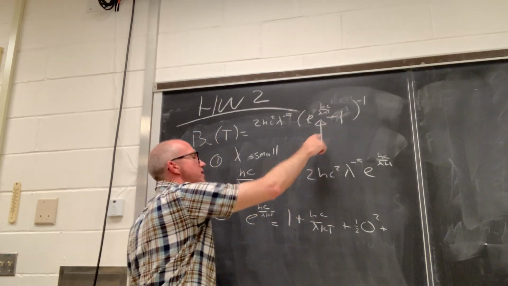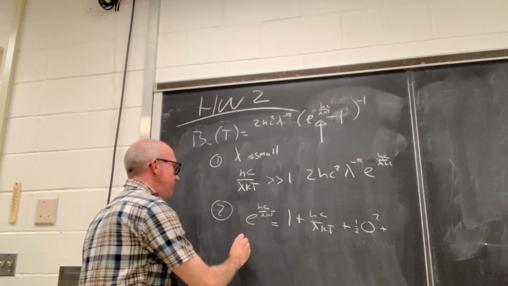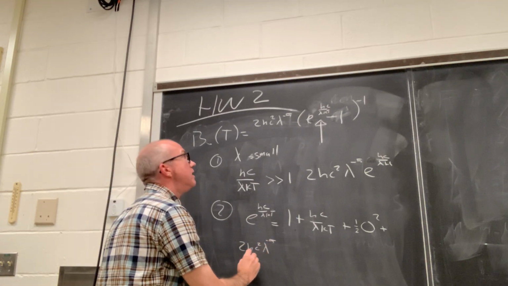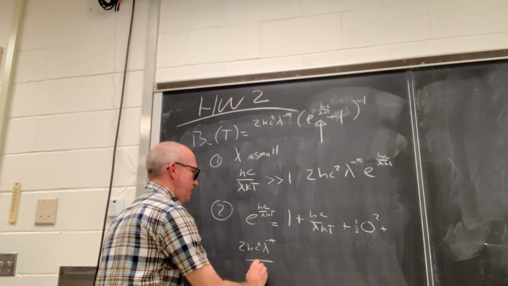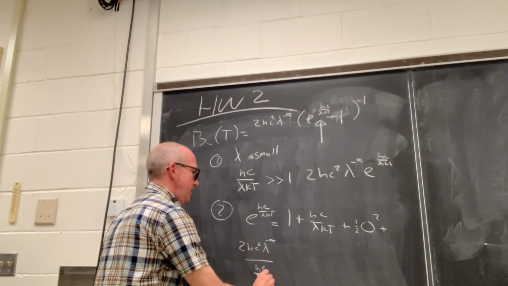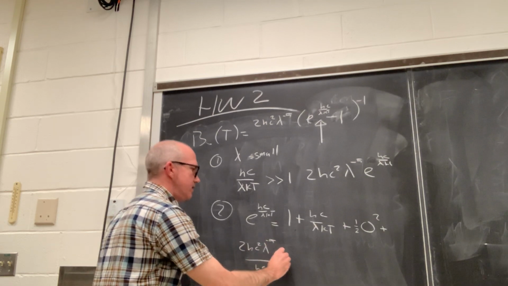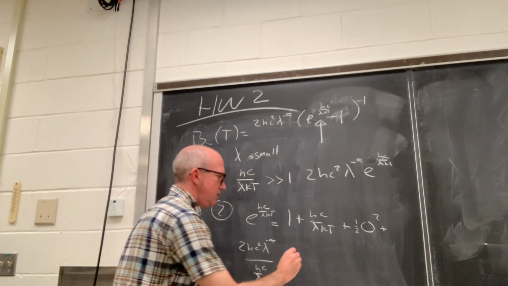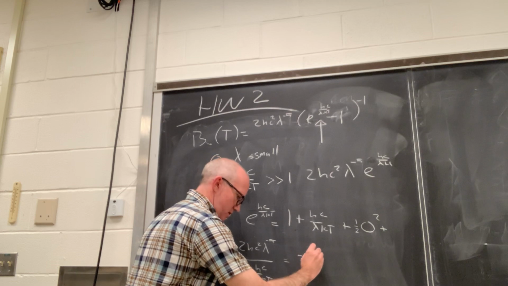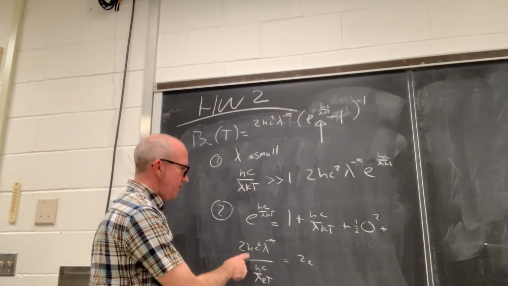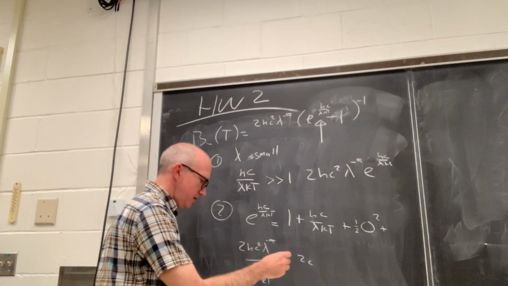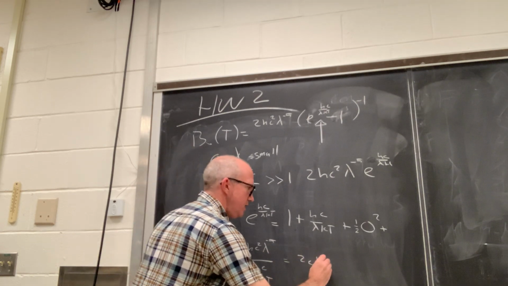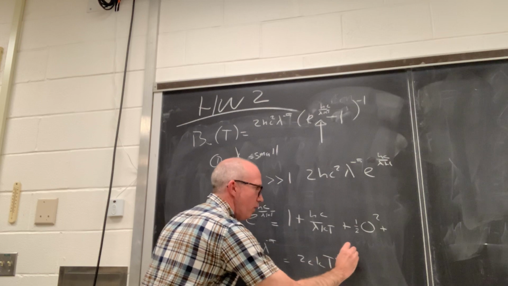this 1 and this minus 1 cancel, and I'm left with 2hc squared lambda to the minus 5 over hc over lambda kt, and this lambda cancels that lambda, and I'm left with 2c, my h goes away. That's kind of handy that the h cancels out. It's rare that it does that. 2c kt lambda to the minus 4.